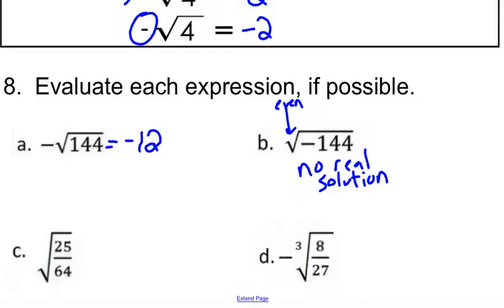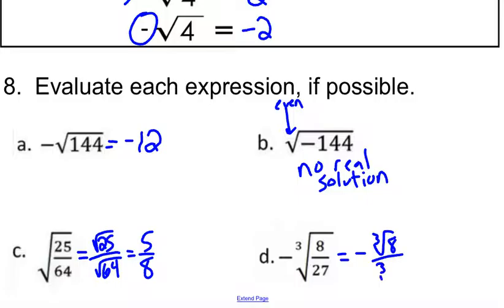Okay, C, fractions. For some reason, people get very scared about these. These are easy. If you have the square root of a fraction, just take the square root of the top and the square root of the bottom. So we get 5/8. Likewise, in part D, we want the negative root, so our answer is going to be negative, but we're just going to take the cube root of the top and the cube root of the bottom. So again, our answer is negative. The cube root of 8 is 2, and the cube root of 27 is 3. So negative 2/3.